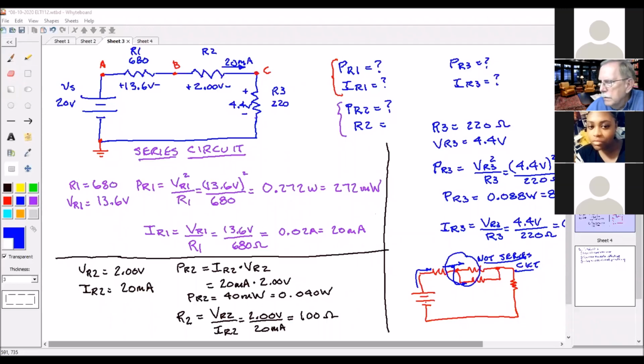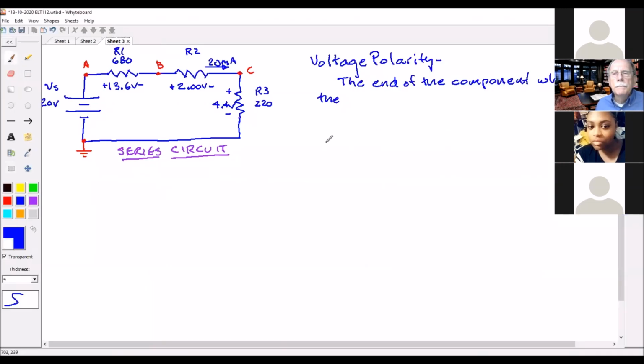Sorry, Professor, are you writing this somewhere? Yeah, I am. I got to change shared screens. Thank you. No problem. Oh, okay. Okay, so here's our circuit. I just transferred it to a different whiteboard with today's date.